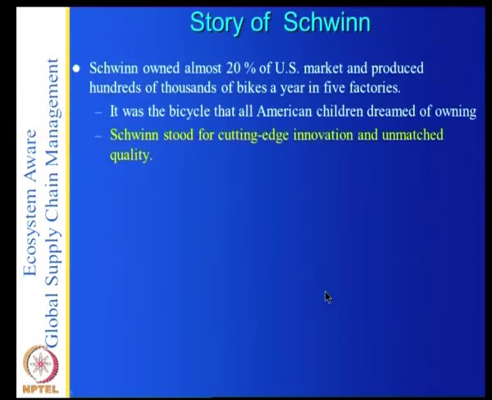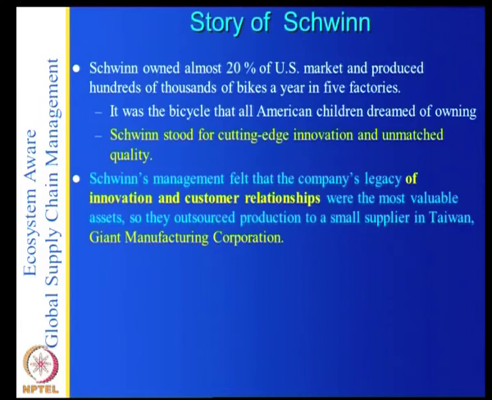The story is this. Schwinn owned about 20% of the US bicycle market, and produced hundreds of thousands of bikes a year in 5 factories. It was the bicycle that all American children dreamed of owning, and Schwinn stood for cutting edge innovation and unmatched quality. Its management felt that the company's legacy of innovation and customer relationships were the most valuable assets, and they outsourced production to a small supplier in Taiwan, Giant Manufacturing Corporation.